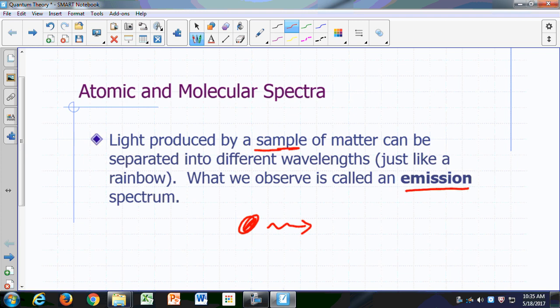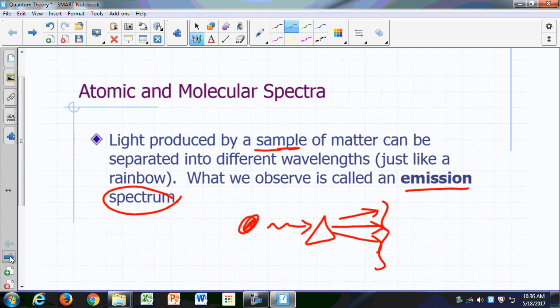Now, if you were to separate that light into its component wavelengths, just like a rainbow, you've learned from your early science courses, you can run light, for example, through a prism. It separates into different colors. When it separates the light coming off a sample of matter into different wavelengths, what you observe here is called the emission spectrum. So emission simply refers to light being produced by a sample.